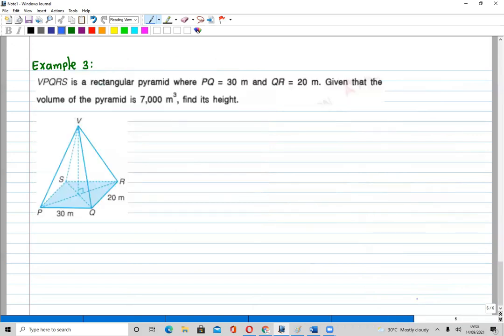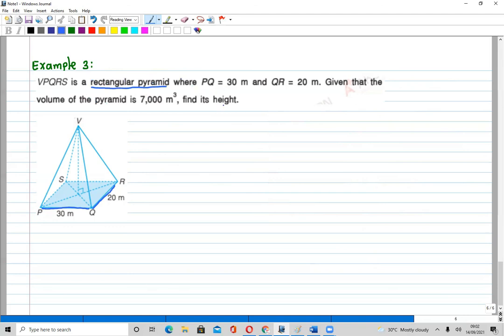Now, sometimes we may be told to find the height of the pyramid, when we are given, let's say, volume. Look at this question. VPQRS is a rectangular pyramid. You know why it is a rectangular pyramid? It means that its base is a rectangle. You see, it is 30 meters by 20 meters. So it is a rectangle. That's why it is a rectangular pyramid.